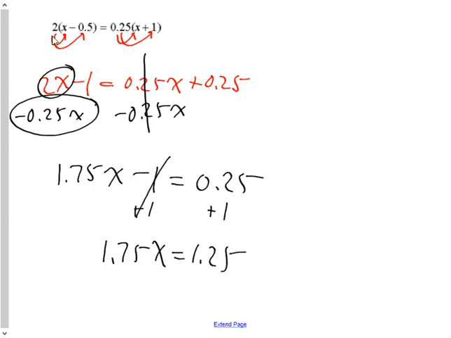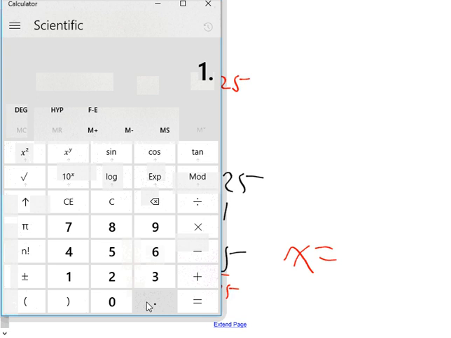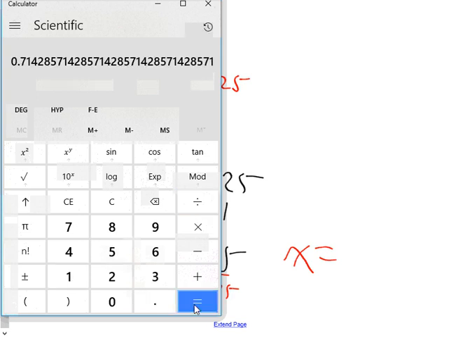Did I make a mistake yet? Okay, I didn't. Good. Divide both sides by the coefficient. Sometimes I might make a mistake and no one says anything. x would equal 1.25 divided by 1.75. Is that the answer? But is that the answer though? Did anyone get that one? Did I make a mistake?